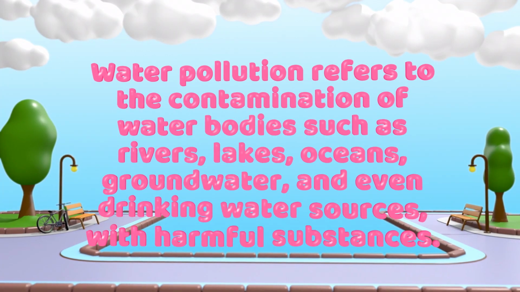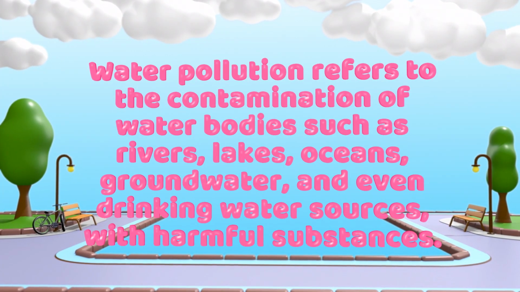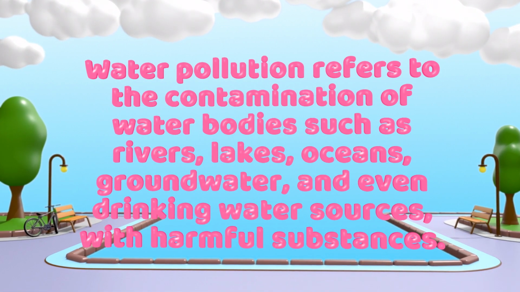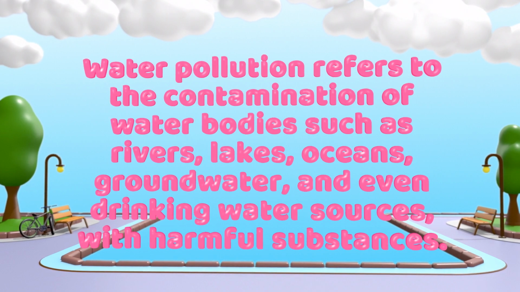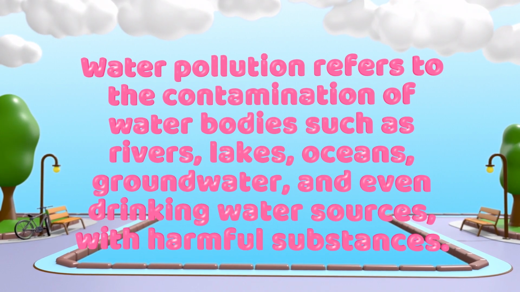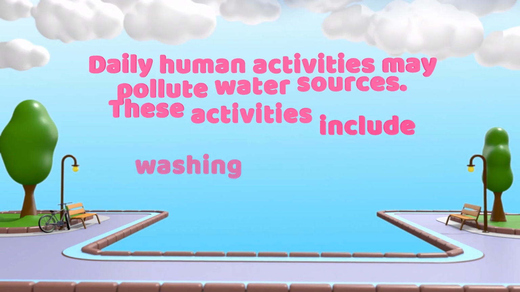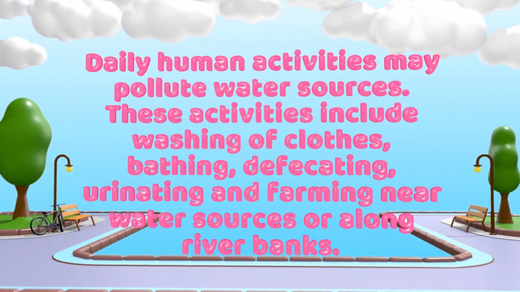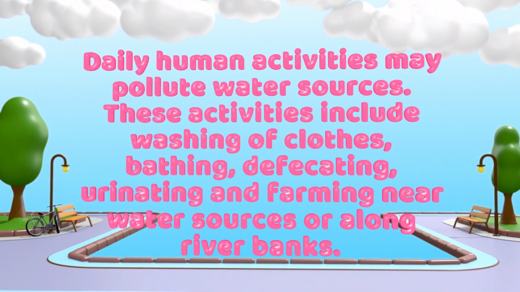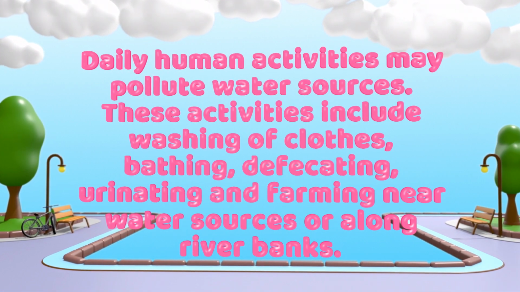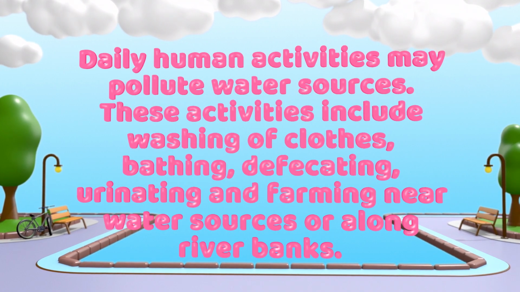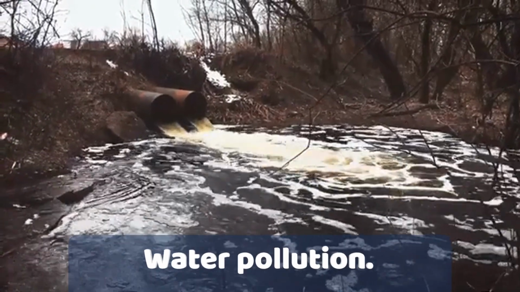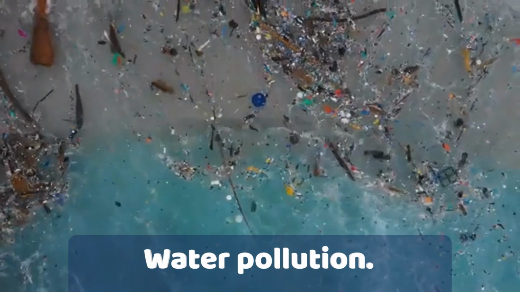Another one is water pollution. Water pollution refers to the contamination of water bodies such as rivers, lakes, oceans, groundwater, and even drinking water sources with harmful substances. Daily human activities may pollute water sources. These activities include washing of clothes, bathing, defecating, urinating, and farming near water sources or along river banks. Students, let us see this picture that shows water pollution.